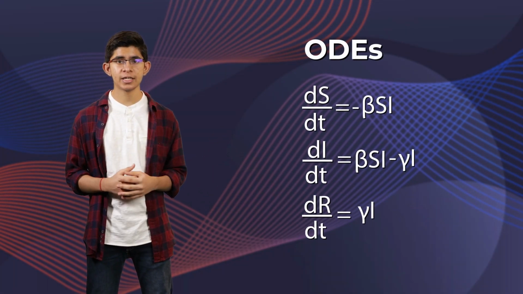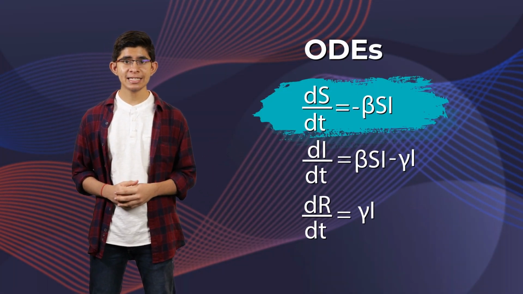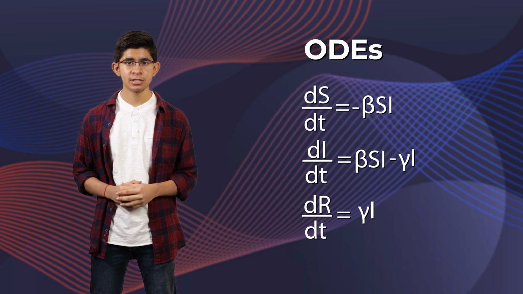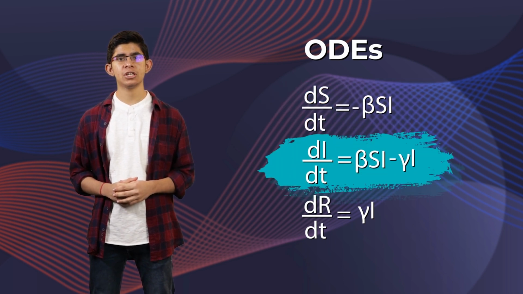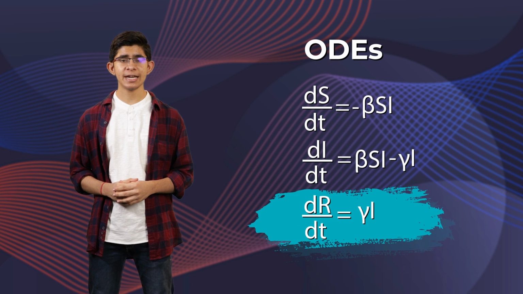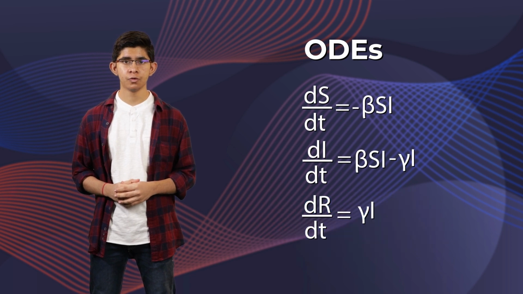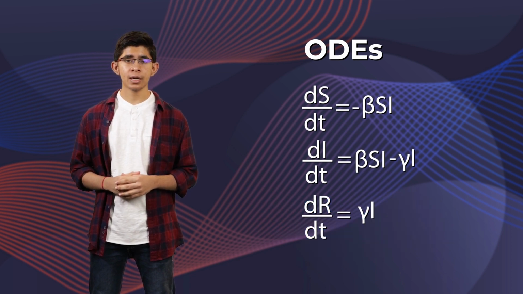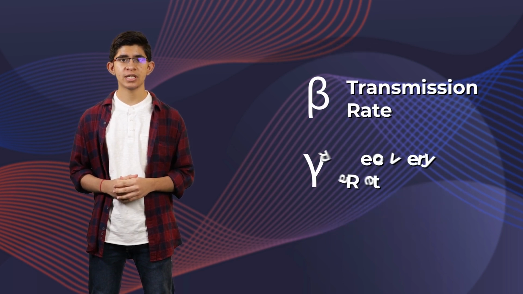There is a set of ordinary differential equations that govern this model. dS/dt is the rate of change in the susceptibles, dI/dt is the rate of change in the infected, and dR/dt is the rate of change in the removed. There are a few other components, namely beta, which is the transmission rate, and gamma, which is the recovery rate.